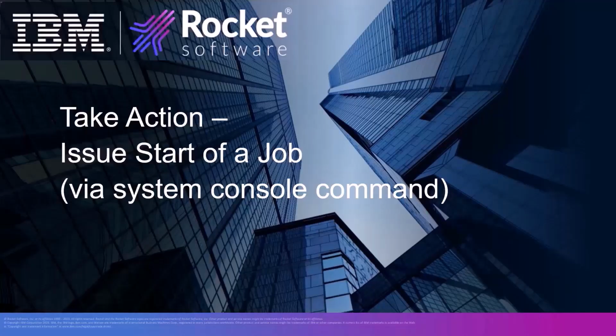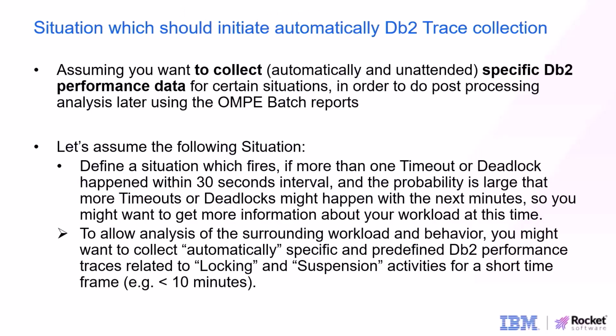command. My next scenario is not using a single Db2 command execution, but instead the started job, meaning a predefined process with potentially several processing steps. Assuming you want to collect additional specific Db2 performance trace data automatically and unattended for a short time and only for a specific detected critical situation in your environment. Let's assume there happen a lot of timeouts and/or deadlocks within a very short time frame, and you can assume that there are potentially more coming. You want to know what's going on, meaning analyzing the surrounding workload.